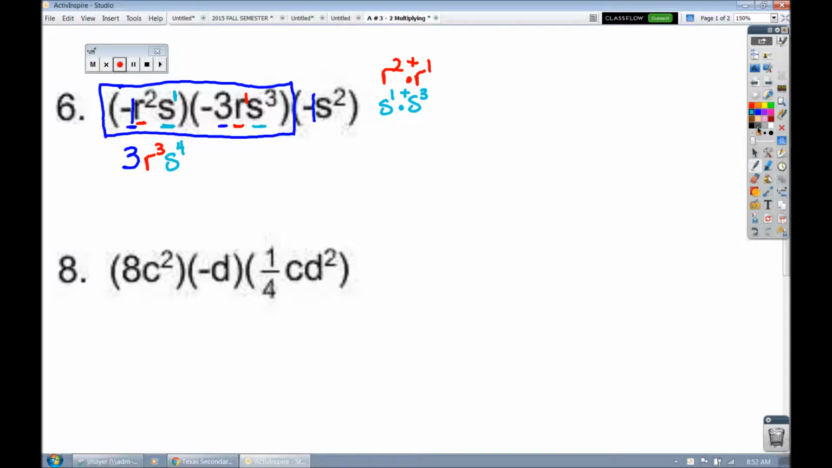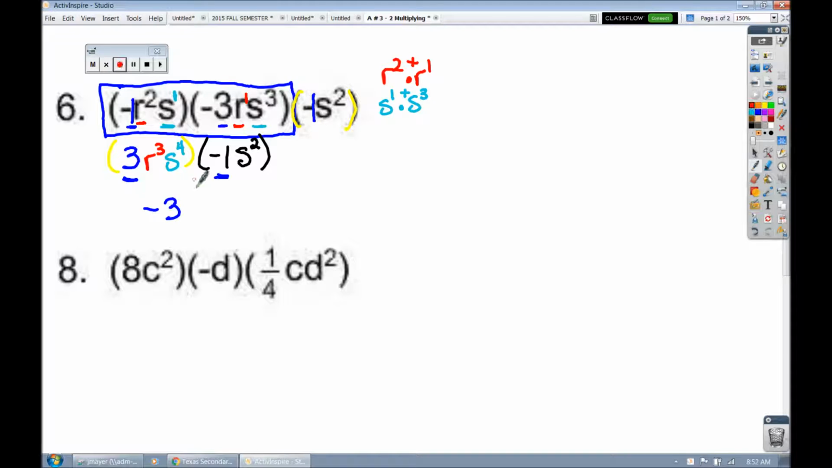But we're not done. Now we have to take this answer here and multiply it times this last term that we still have left over. So we're going to bring that down here, negative 1 s squared. Again, we're just going to repeat our process. Start with your numbers first. 3 times negative 1 is negative 3.